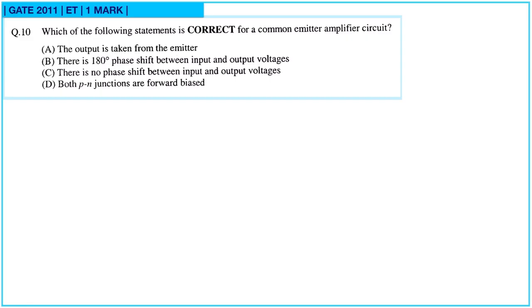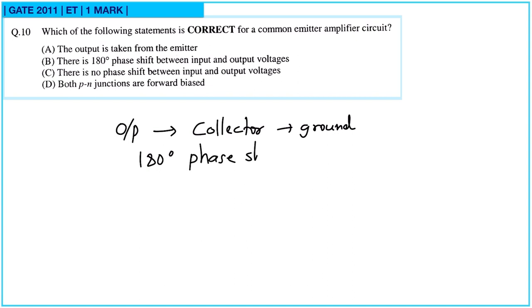Question 10. Which of the following statements is correct for common emitter amplifier circuit? So for common emitter amplifier circuit, output is taken from collector and common point. So usually collector and ground. Common point is ground. And output is 180 degree out of phase with respect to input. So there is 180 degree phase shift. This is for CE amplifier. And base emitter junction is forward biased and collector base junction is reverse biased.